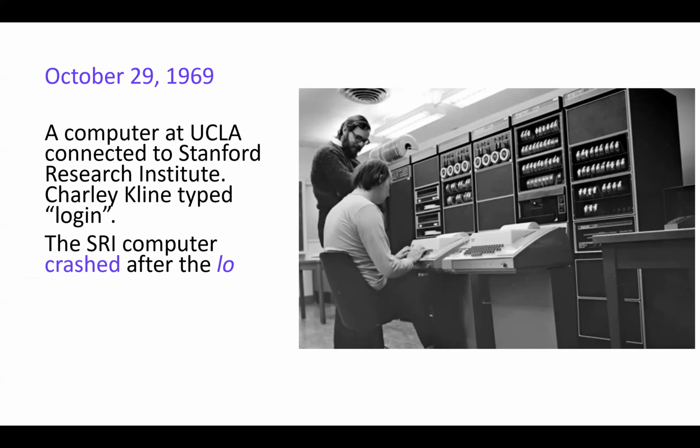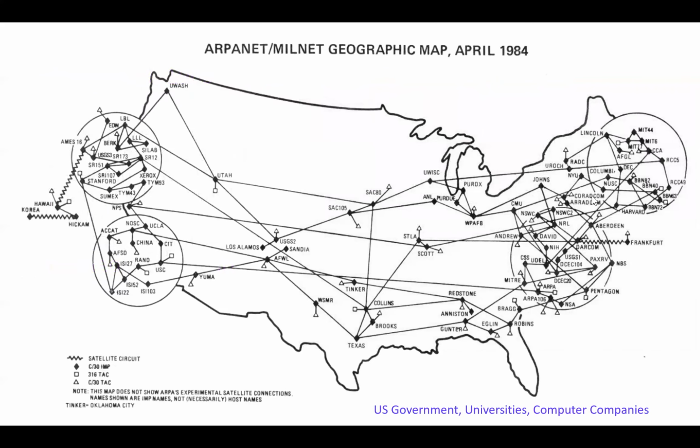And they fixed it. They fixed the computer at Stanford, and they were able to connect and send the whole login like an hour and a half later. So the first major network in the United States was called Arpanet. And this network had the US government, universities, and computer companies connected to it. They connected to each other over phone lines and microwave lines and satellite lines.